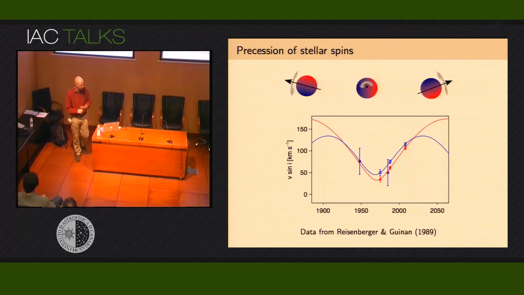And one nice piece of physics, as I find, in this system is that these stars are so close to each other, and they're misaligned, so the stars should precess, just like tabletops. And the precession time scale is about 300 years. And these are the measurements of the system. This is ours, and these are some from a paper by Reisenberger and Guinan. And one can see that it does seem like the measurements are consistent with this precession. Unfortunately, the time scale is 300 years, so it will take a long time to see the full rotation.